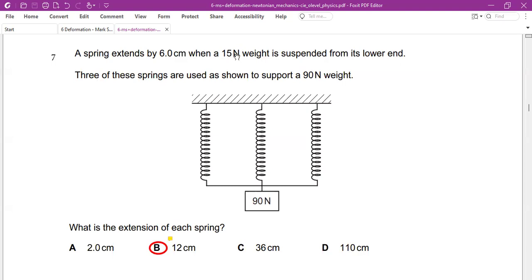So what does this give you? If you divide 15 Newton by 6 centimeters, that gives you the load per unit extension. And if you divide 6 centimeters by 15 Newton, that gives you extension per unit load. So 6 divided by 15 multiplied by 90 should give you 12 centimeters.